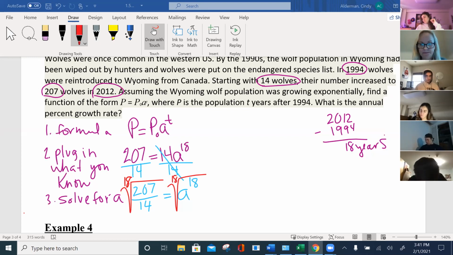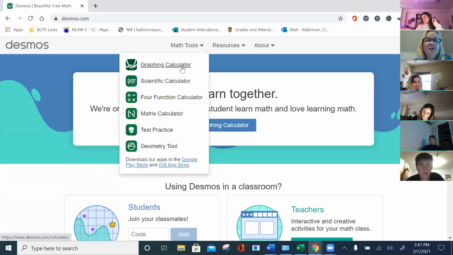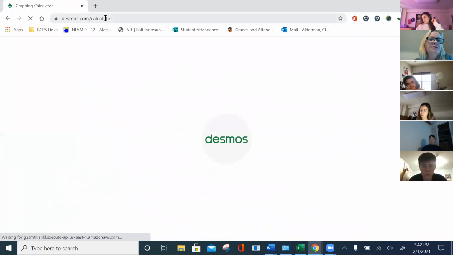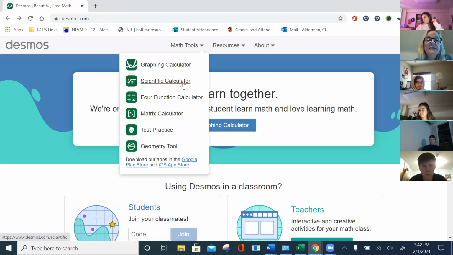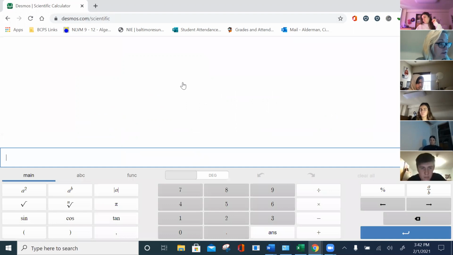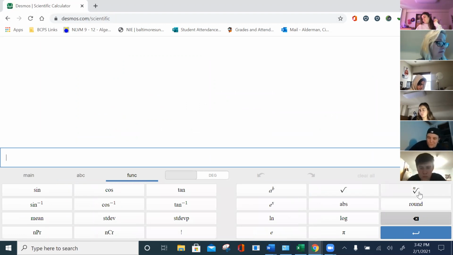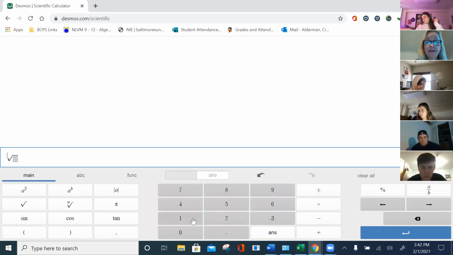I'm going to go to, you use the graphing calculator. Well, not graph, that's not what I wanted to use, never mind. I wanted to use the scientific calculator. So we could just write it in. Here you say function. I want the 18th root. So you just type, go back to the main, 18.